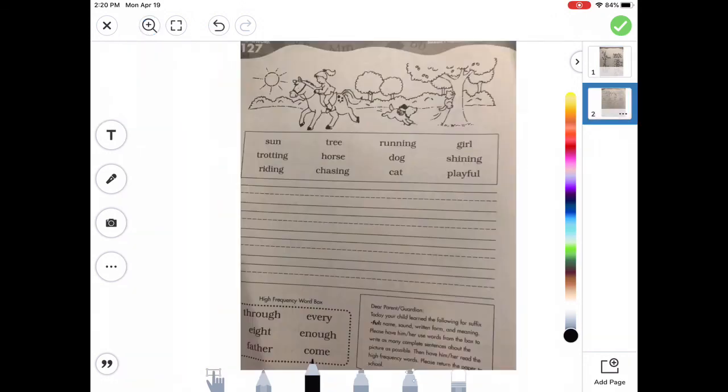All right, on the back, we have several words. We have sun, tree, running, girl, trotting, horse, dog, shining, riding, chasing, cat, playful. All right, so what we're going to do is we're going to try to write some sentences, okay? So what's going on right here? That's right, the girl. So the girl, what is she doing?